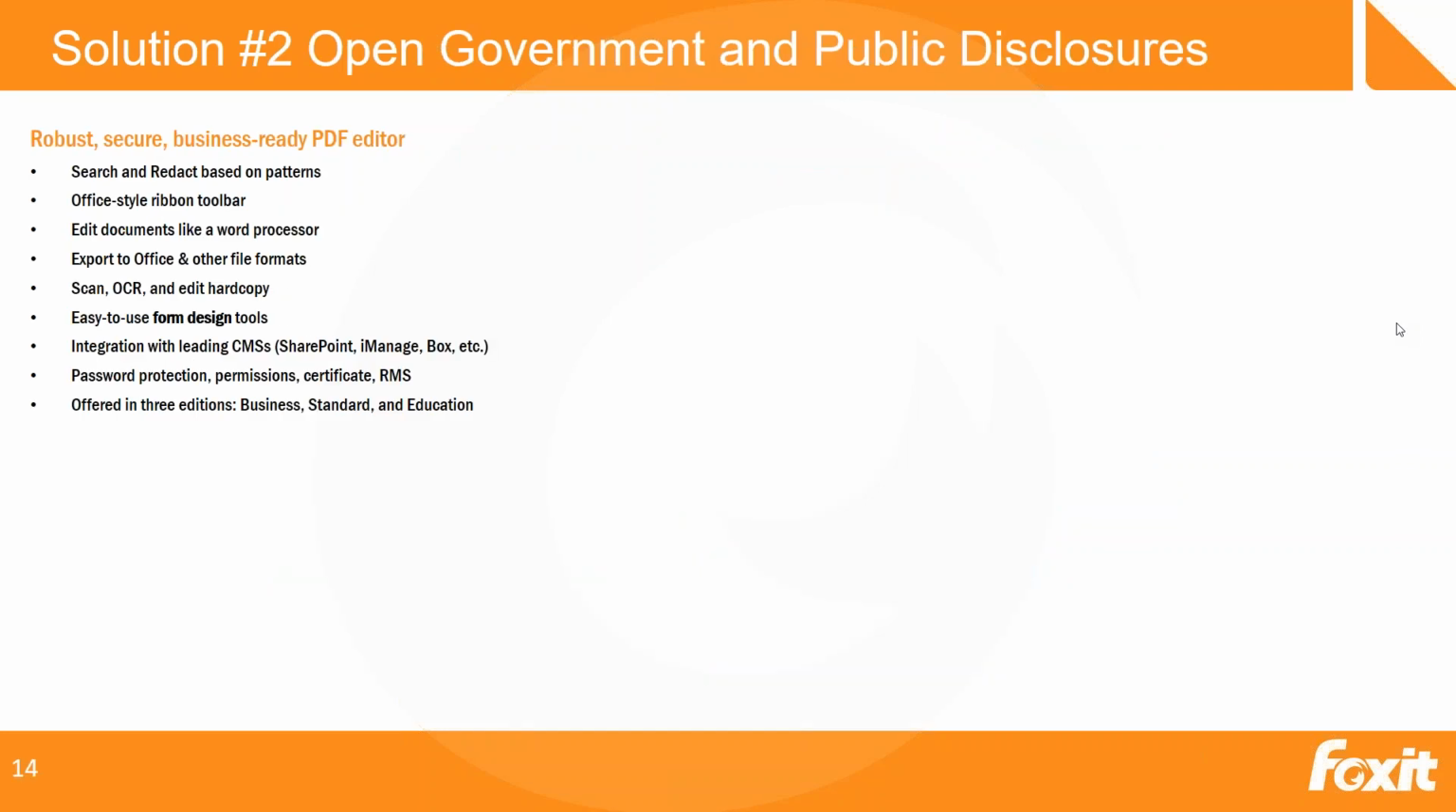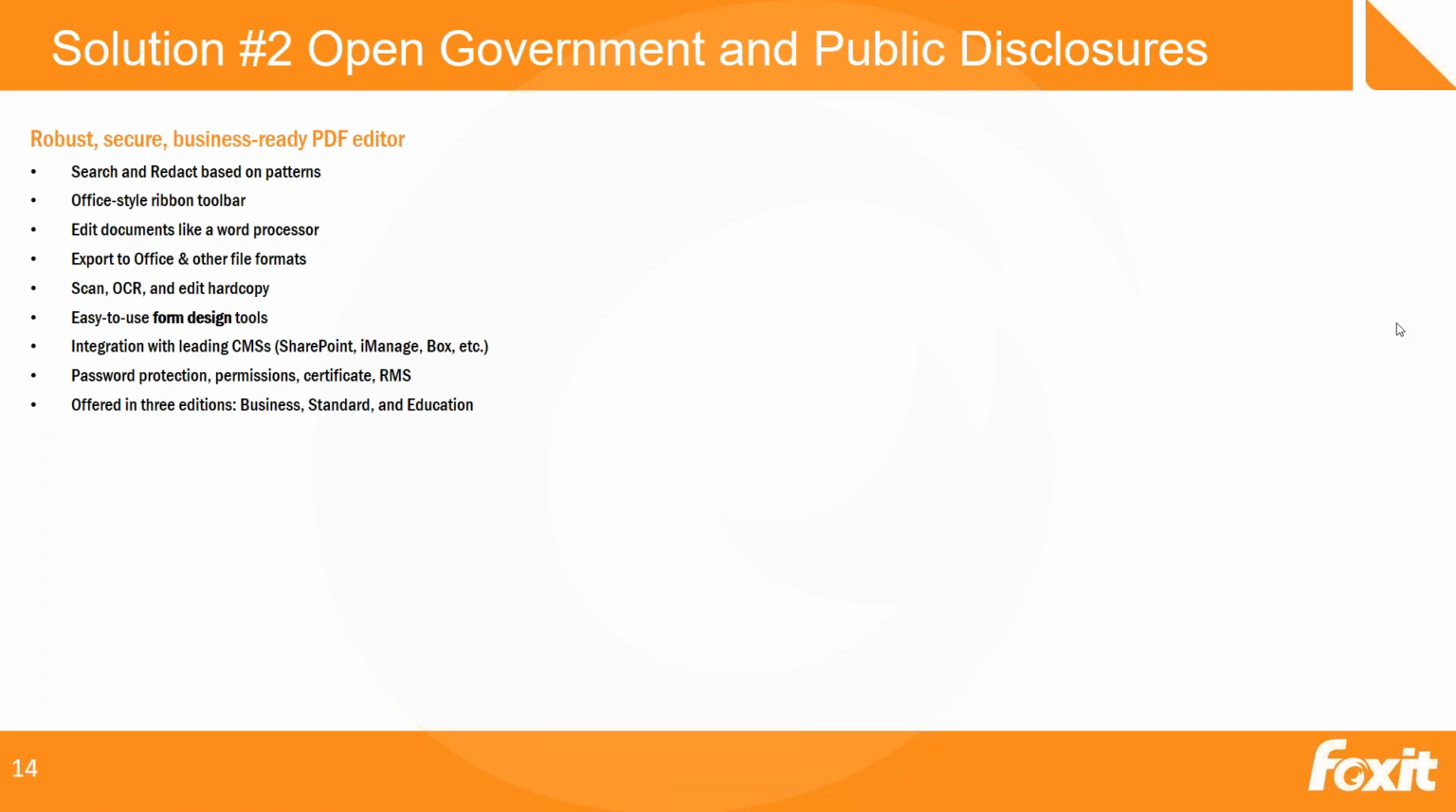Okay, open government. So we know that FOIA, there's a lot of requests for information. It needs to be secure. So searching and redacting based on patterns, a lot of that is done, and we have a number of ways to do that. You can do it either through Phantom, if you're doing it file by file, or you can do it through our backend server products as well, right?